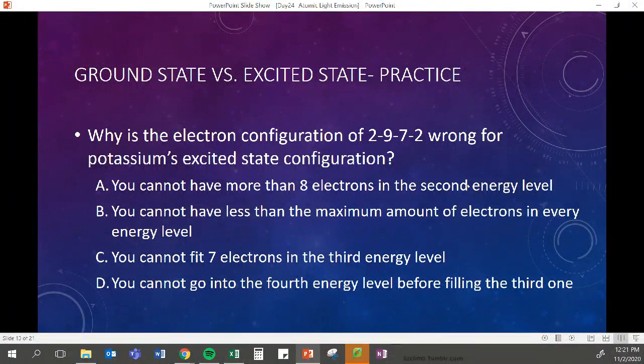Okay, so why is the electron configuration 2, 9, 7, 2 wrong for potassium's excited state? Try this one. Okay, this one is A: you cannot have more than 8 electrons in the second energy level. You may have noticed that when going to an excited state, we bump up electrons, but we can't bump them up to an energy level that's already full. So there wouldn't be an electron here. Also, it would have to come from the lower energy level, which already has 2. So I don't know where that extra electron came from.